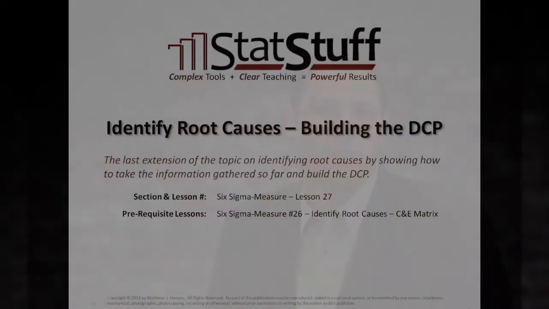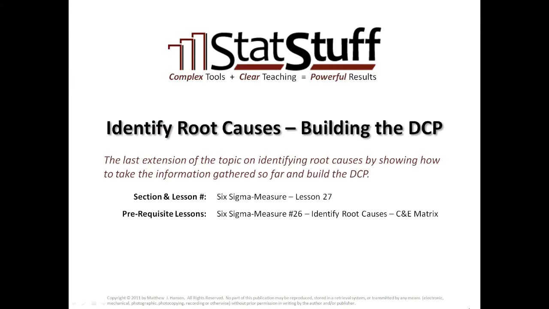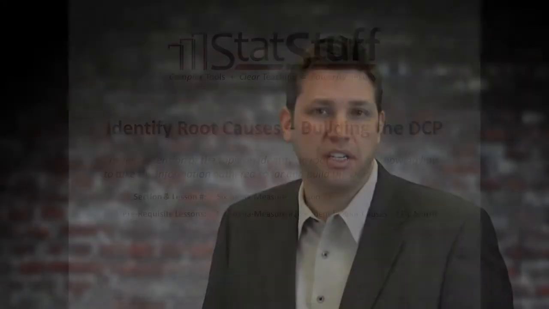This lesson is part of an extended discussion on identifying potential root causes for eventually building a data collection plan, or DCP. In this lesson, I'll pick up from where we left off, where we had narrowed down the potential root causes identified in the C&E matrix, and show you how you can use those to build the DCP. It's essential that you at least review all the previous lessons that first introduced you to the DCP. So for now, let's quickly review again how the DCP can fit into this discussion on identifying root causes.